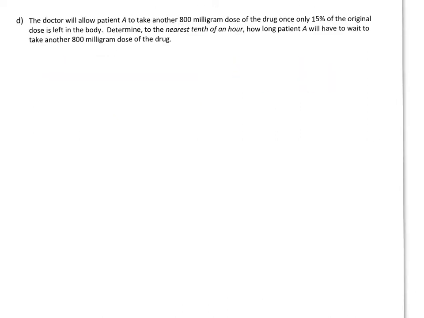Okay, so now the final part of this question, letter D. The doctor will allow patient A to take another 800 milligram dose of the drug once only 15% of the original dose is left in the body. So basically we have to figure out what 15% of 800 is. So we're going to take 15%, 0.15, right? We know to change from a percent to a decimal, we move the decimal place back twice, so 0.15.